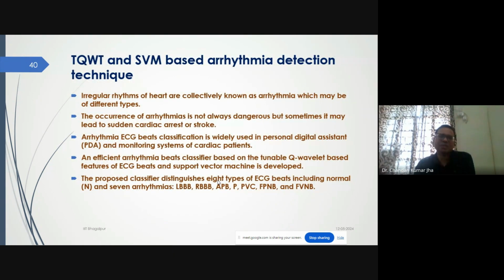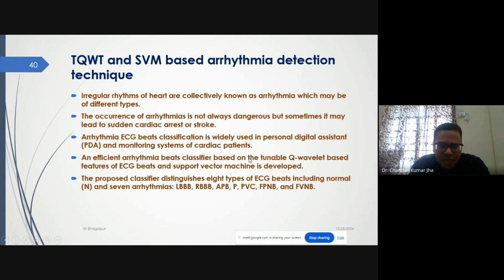Now here, as I have very little time, I just want to first interpret this technique. This was published in 2021 and developed by me, and this work is published in a very reputed journal, Biomedical Signal Processing and Control. This technique is based on the TQWT wavelet transform and support vector machine. So in this case, we use TQWT to extract the ECG features related to arrhythmia.